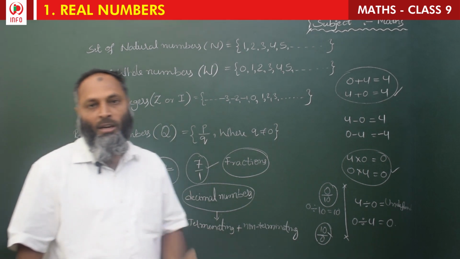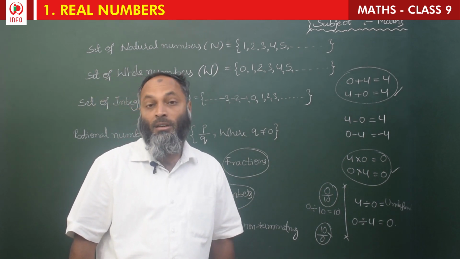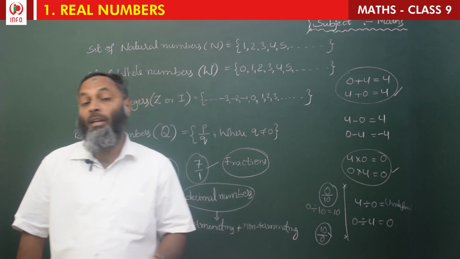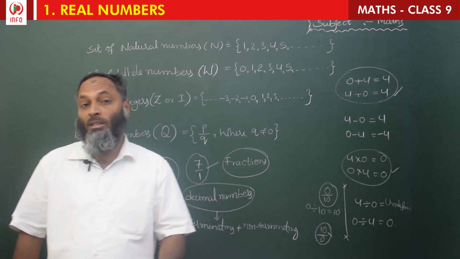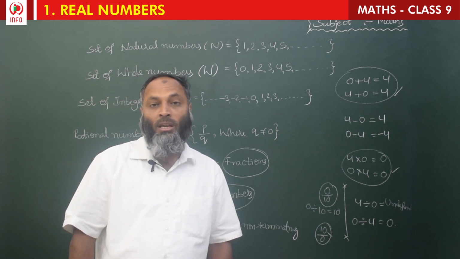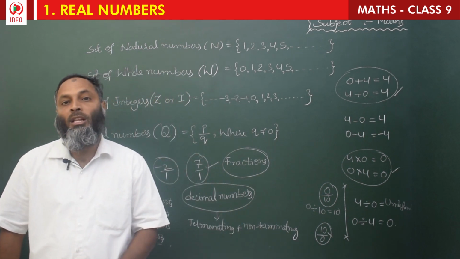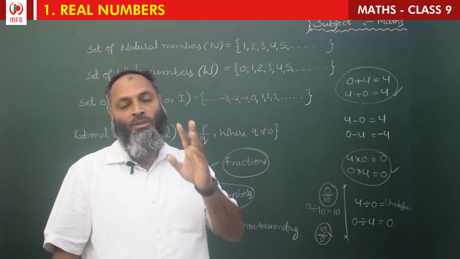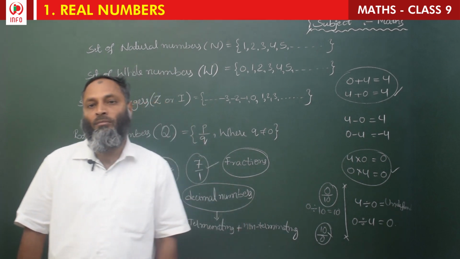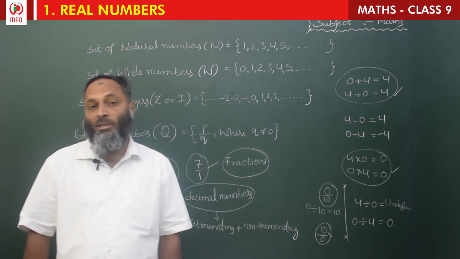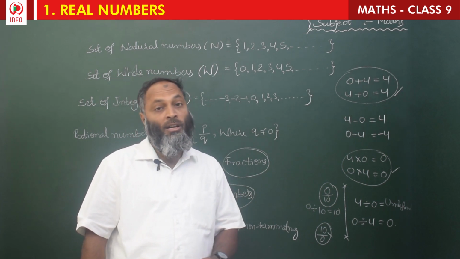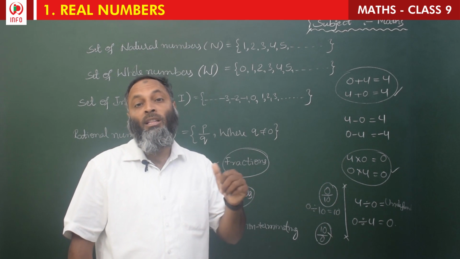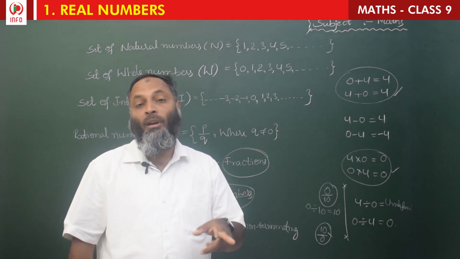Then what about irrational numbers? What type of numbers are irrational numbers? The numbers which are neither terminating nor non-terminating decimals are irrational numbers. The numbers which do not have perfect square roots, cube roots, fourth roots, fifth roots, and so on, are irrational numbers.